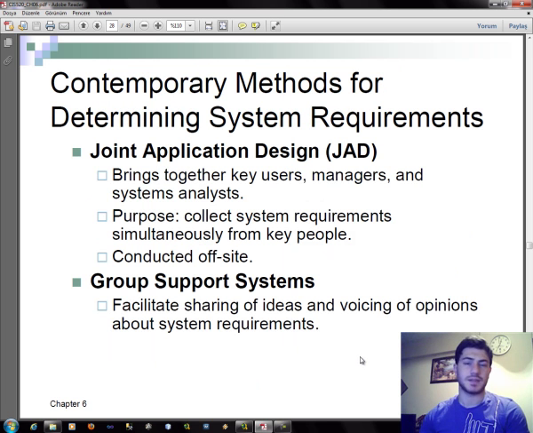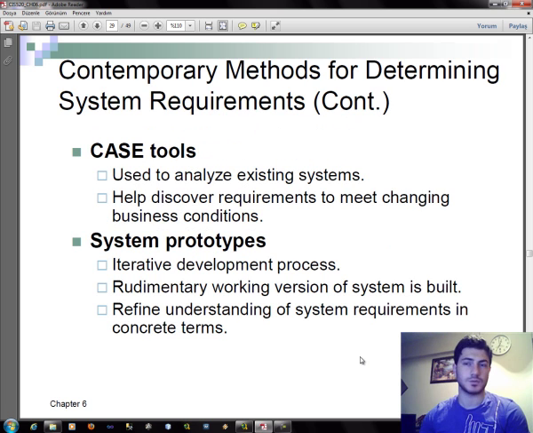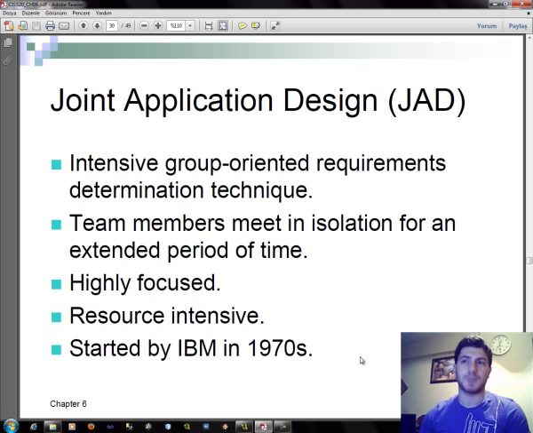Joint application design brings together key users, managers, and system analysts. Purpose: collect system requirements simultaneously from key people, conducted offsite. Group support systems facilitate sharing of ideas and voicing of opinions about system requirements. CASE tools, system prototypes. Joint application design: generally, I will explain it in more detail.